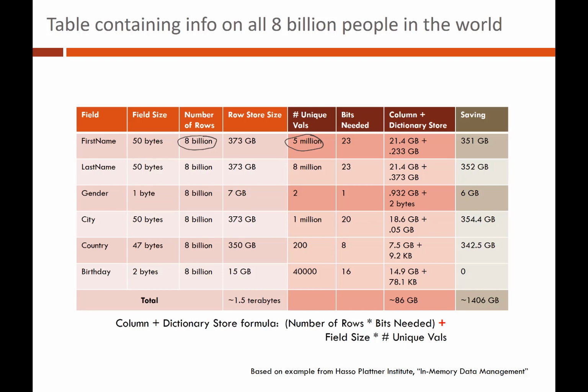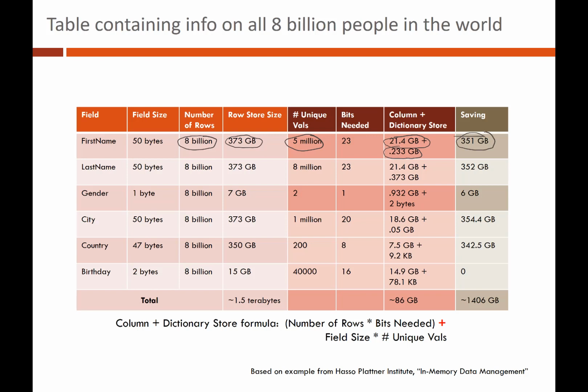So what you wind up with is a dictionary that's going to be 21.4 gigabytes because you're writing each name just one time, and then your attribute vector is going to be 0.233 gigabytes, which means you went from before this being 373 gigabytes to this being in the neighborhood of 22 gigabytes. You just saved 351 gigabytes.